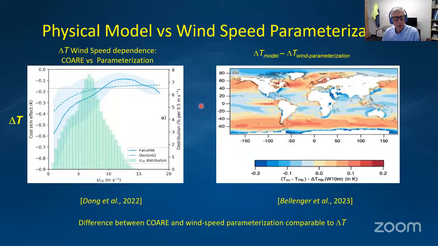The differences then between the physical model and the wind speed parameterizations has recently been highlighted by a couple of papers independently looking at the importance of the skin temperature for the CO2 sink. Here is plotted the bulk skin temperature difference versus wind speed. The dashed line is the Donlan wind speed parameterization, and the solid line is the CORE algorithm, with the shading being 1 standard deviation about that. You can see that there are significant differences at low wind speed and high wind speed. This is for a global data set of several decades that was used to drive the model.